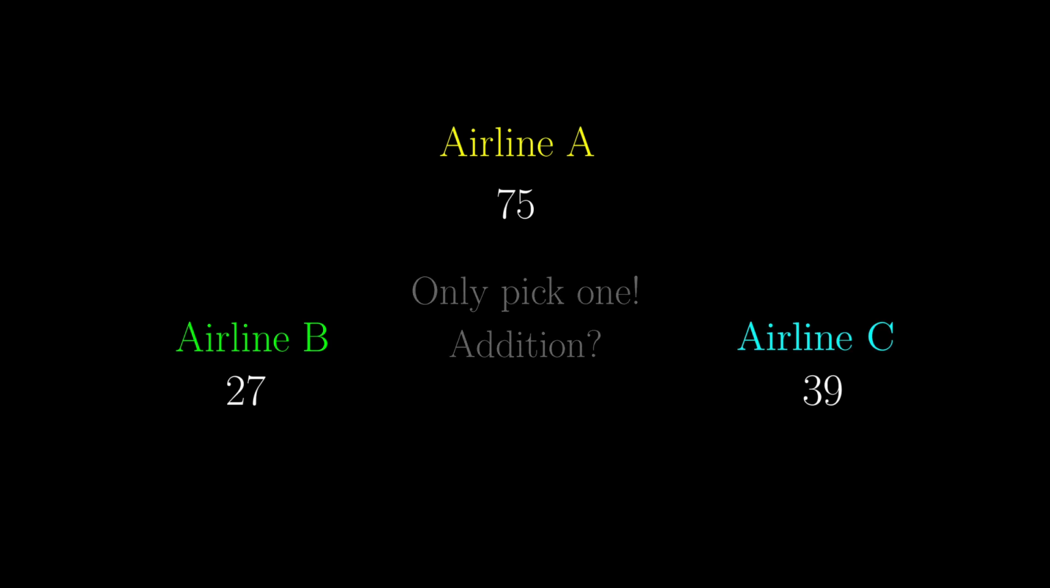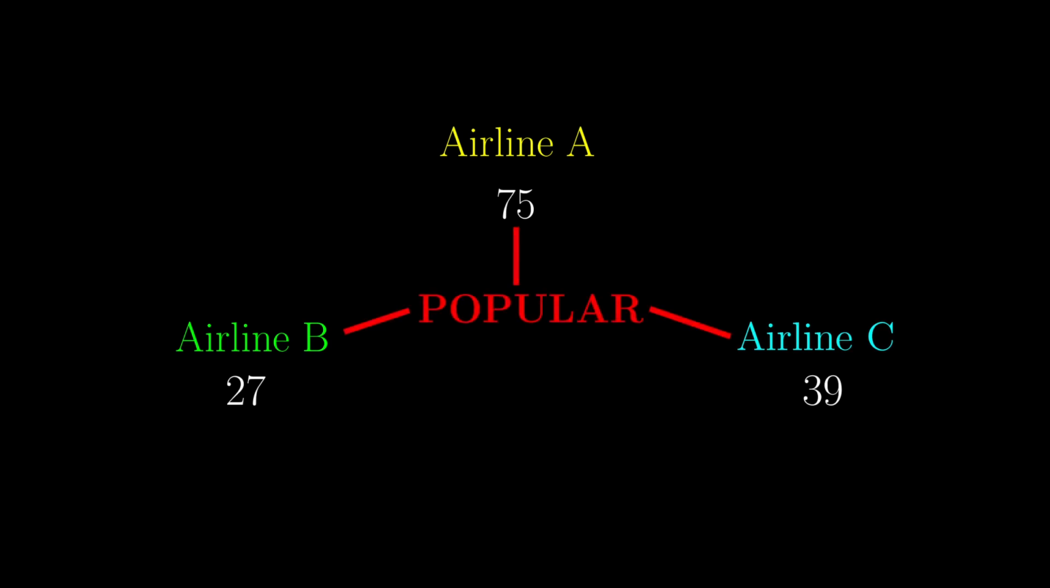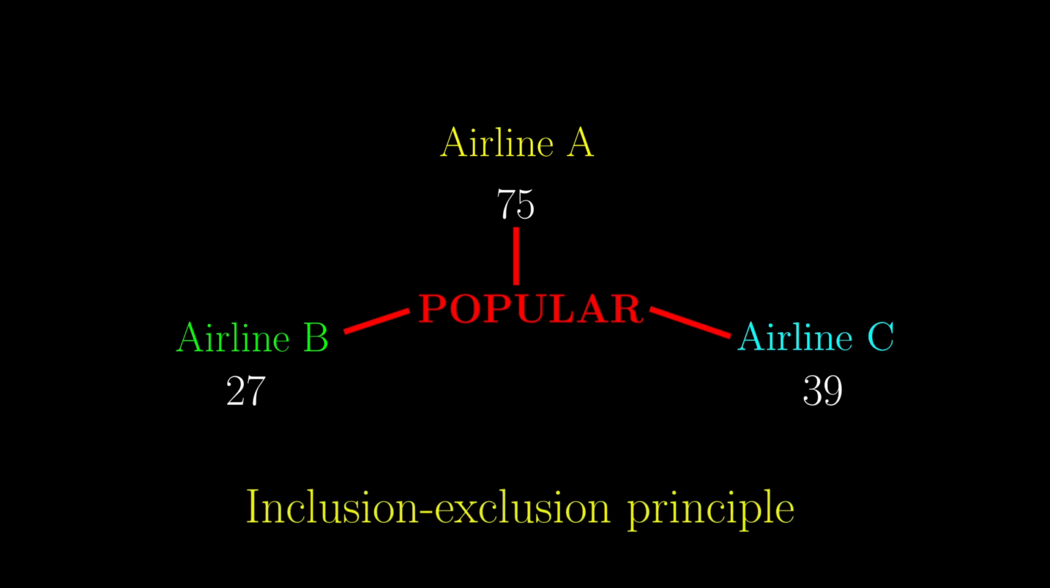However, there are some destinations which are very popular, and 2 or more airlines operate flights to there. We have double counted these destinations when we simply add the numbers up, so we need to use the inclusion-exclusion principle instead.